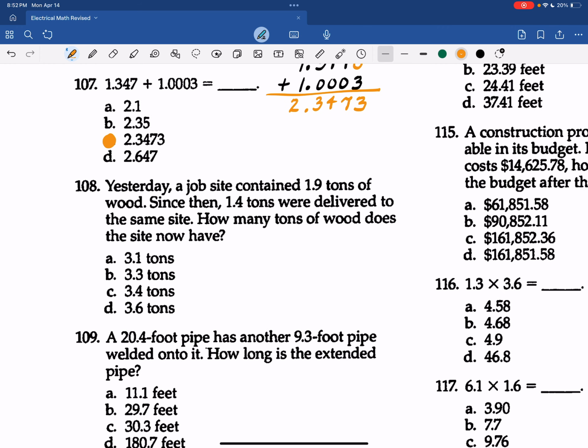Yesterday, a job site contained 1.9 tons of wood. Since then, 1.4 tons were delivered to the same site. How many tons of wood does the site now have? So we are definitely adding, didn't quite double, but it's close. 3 3/10 tons.